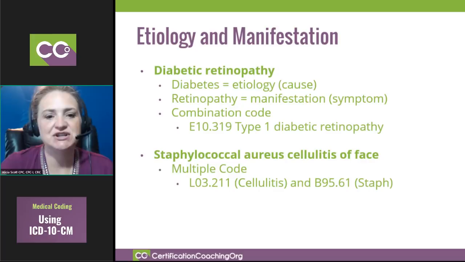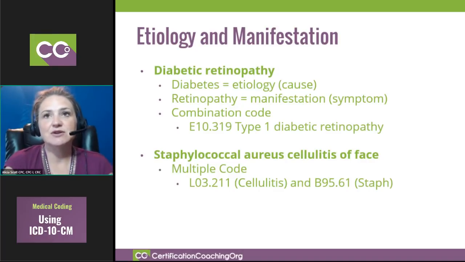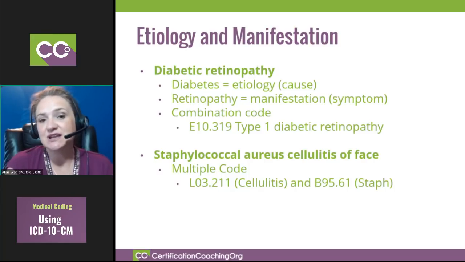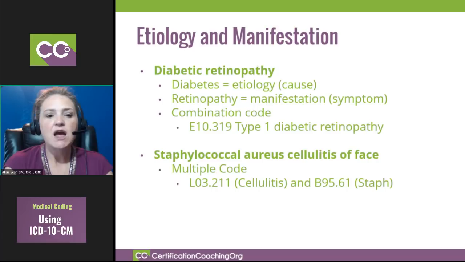Etiologies and manifestation. Now, I don't call them this in my brain, etiology and manifestation. You will see those terms. What you need to know about etiology is how did they get the disease? Okay, diabetic retinopathy. The etiology for the retinopathy is diabetes. That's what caused the retinopathy because it's diabetic retinopathy. That's the etiology. That's what caused it.